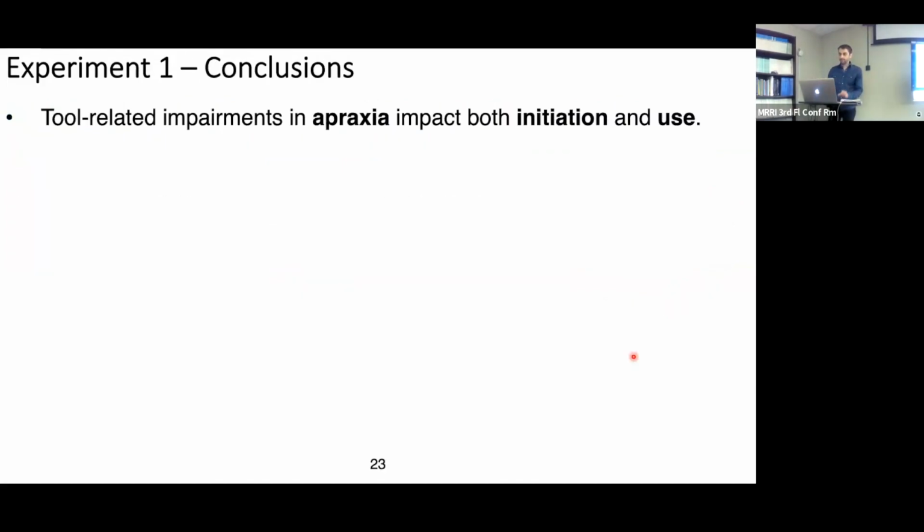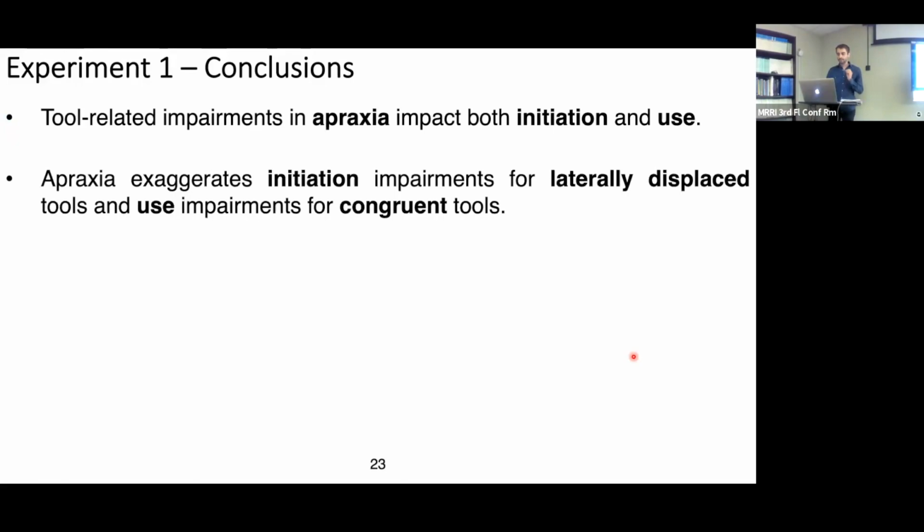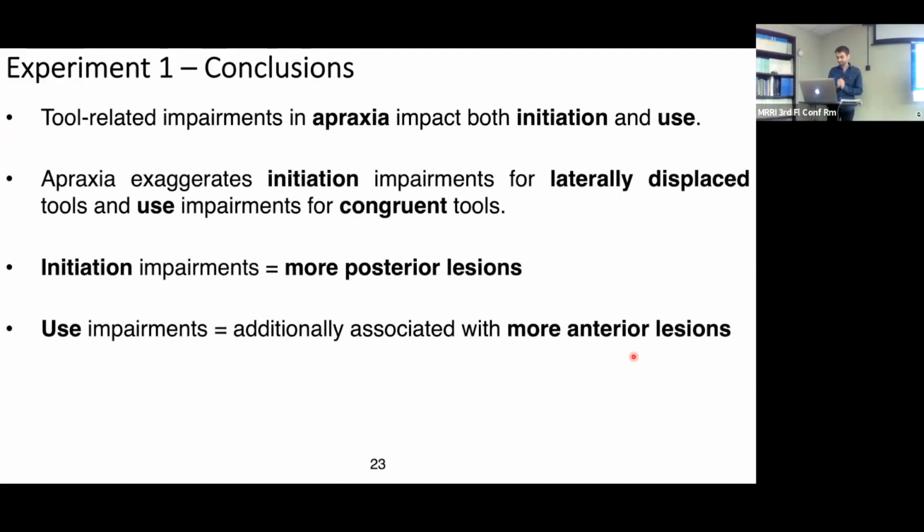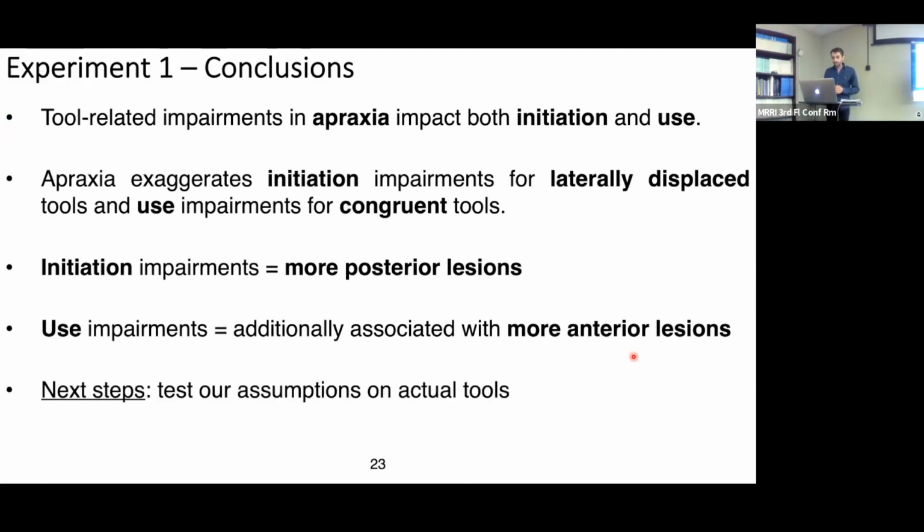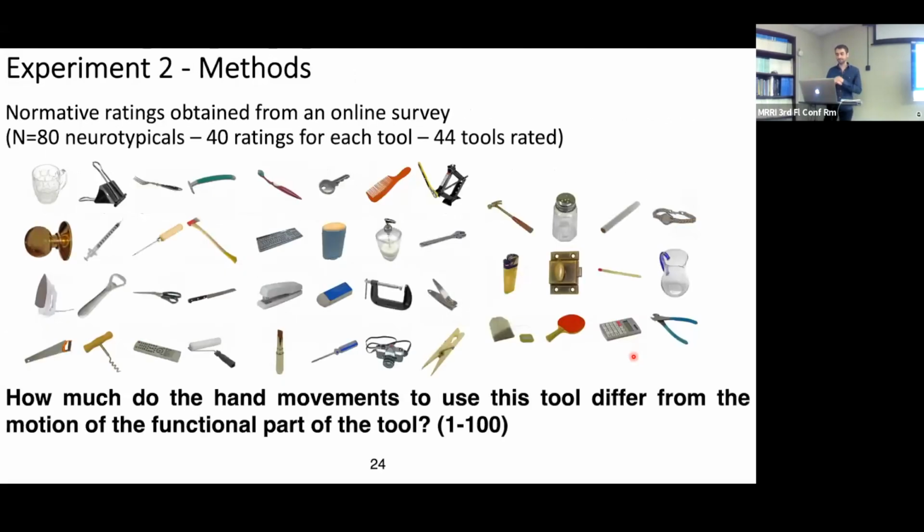Okay, let me conclude some of the main points on this first experiment. We found that tool-related impairment in apraxia impacts both initiation and use. That apraxia exaggerates initiation impairment for laterally displaced tools and use impairment for congruent tools. And that initiation impairments might be explained by more posterior lesions, whereas use impairment will be additionally associated with more anterior ones. Next step would be to test our assumption on actual tools, and I have some data to present about that, not directly with actual tools, but more about pantomiming actions with actual tools. So I will explain that right now.